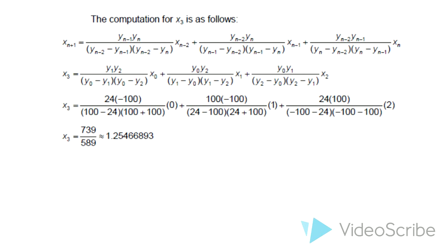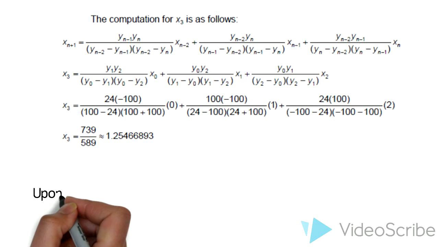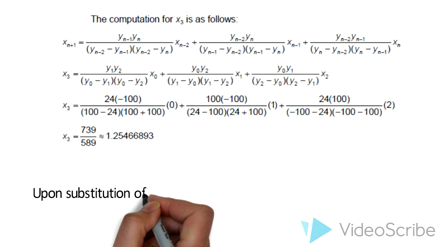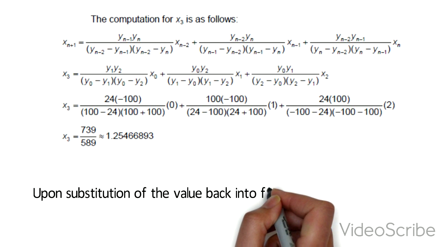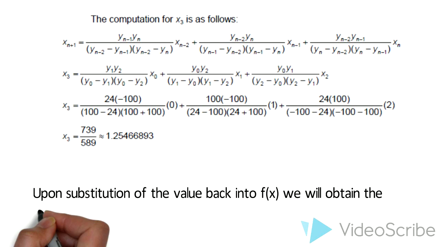The next step is to compute x of n plus 1, so x_3. We do so by inputting our initial values into the formula for x_(n+1), like the following. Using simple algebra, we can evaluate that x_3 equals approximately 1.255. Upon substituting the value back into f of x, we will obtain the value for y.